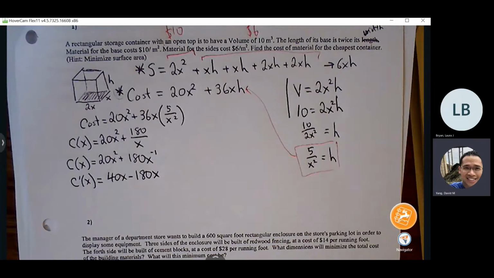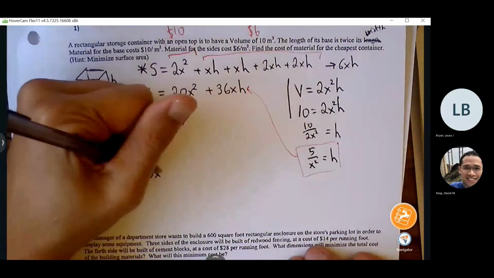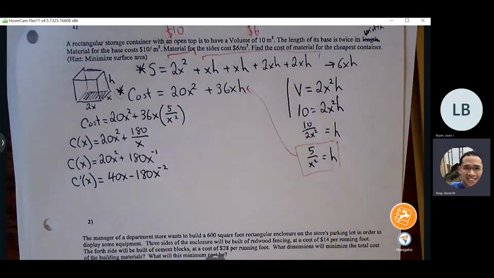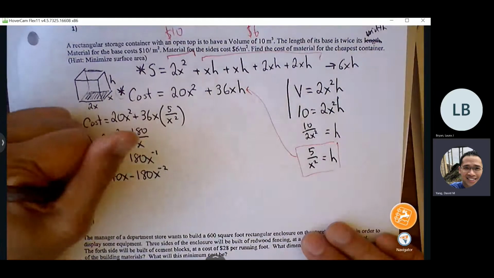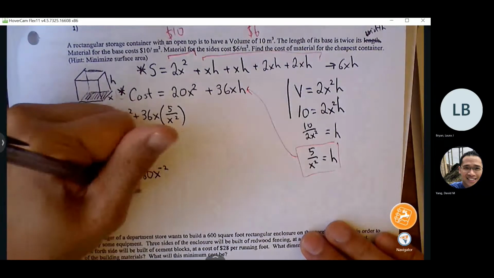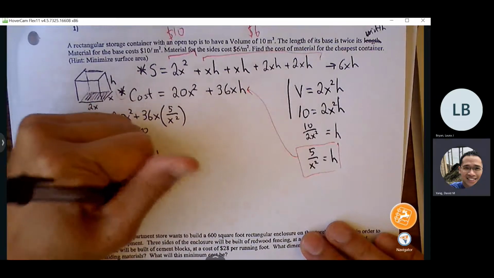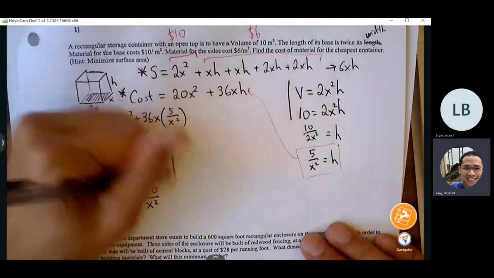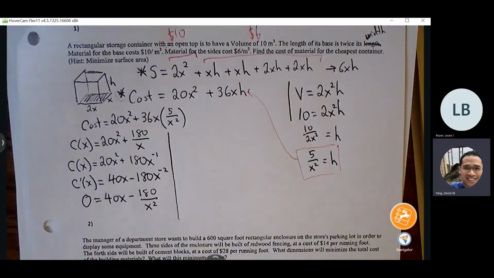X to the... good. And what do we do with all of our derivatives? Equals 0, yeah. Just like finding a critical point. Okay, so now that's equal to 0. I'm going to bring that x squared back down. Now I'm just going to move things around and hopefully cross multiply and work my way to solving for x. Now it's just an algebraic equation here.